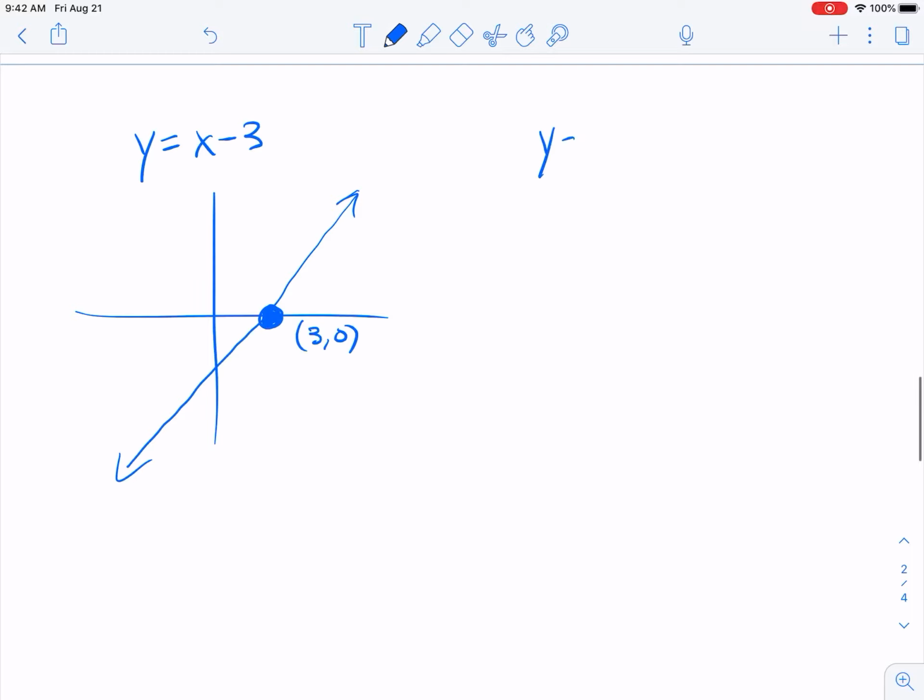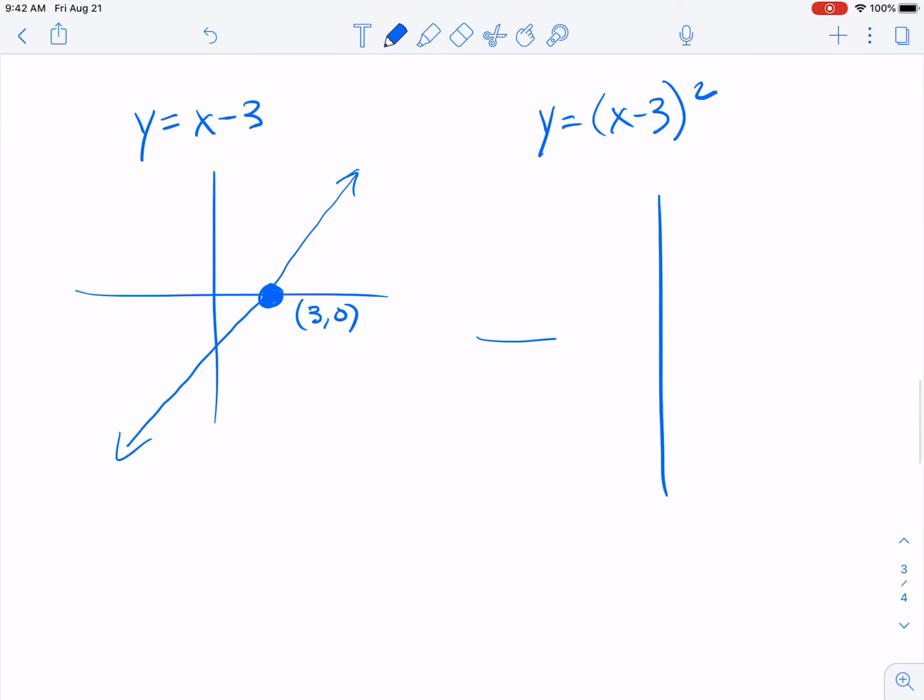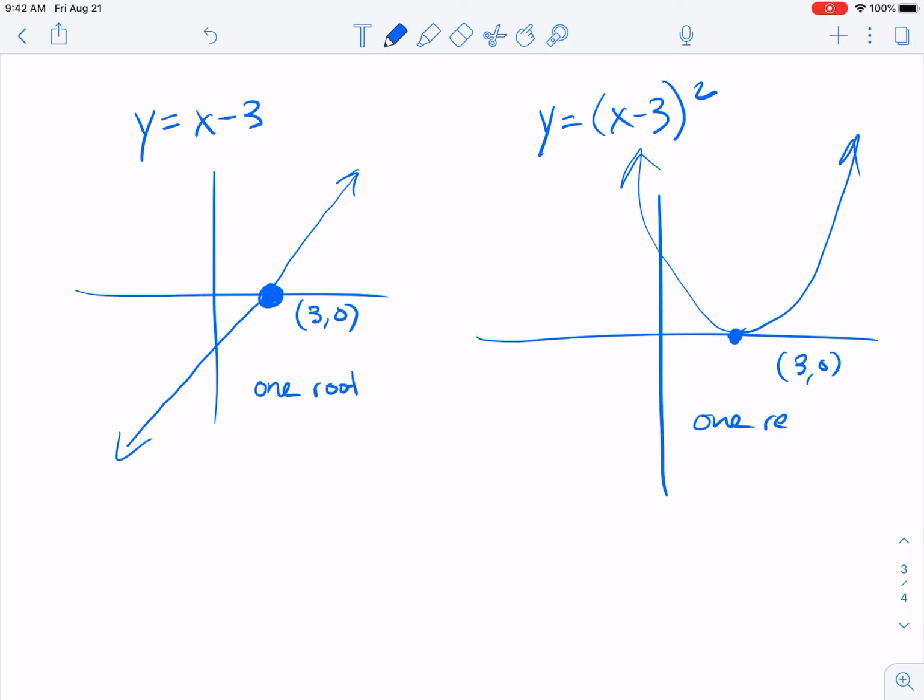Well, if I have y is equal to x minus 3 squared, this doesn't technically just have one root. It has one distinct value that shows up twice. You'll notice it still has that point 3, 0, but it's going to bounce right here. Pretend I can draw a parabola. I've done worse. I've also done better. But these are not the same, so I want to make a distinction. This would be one root, and this would be one repeated root.